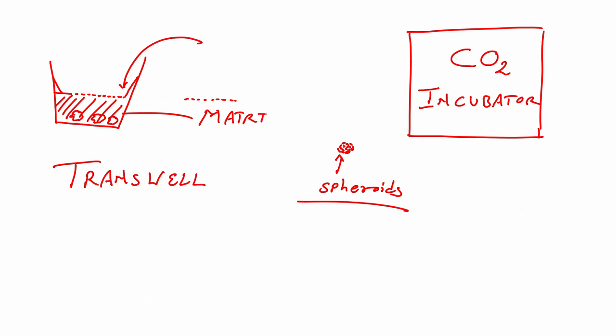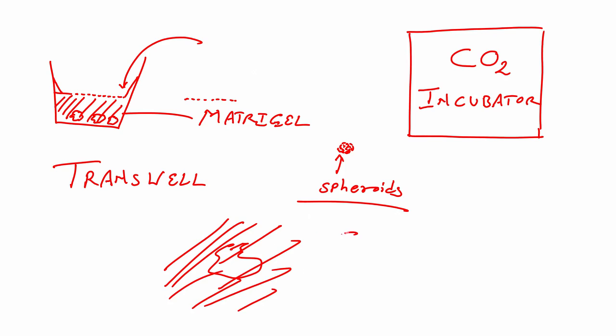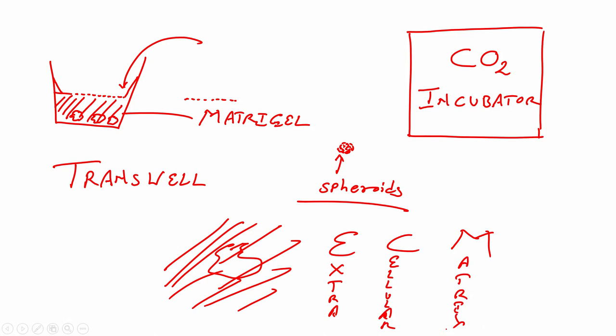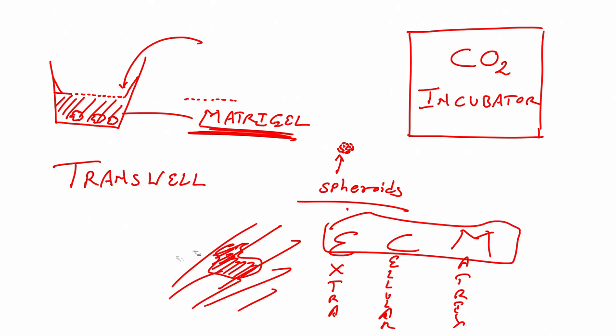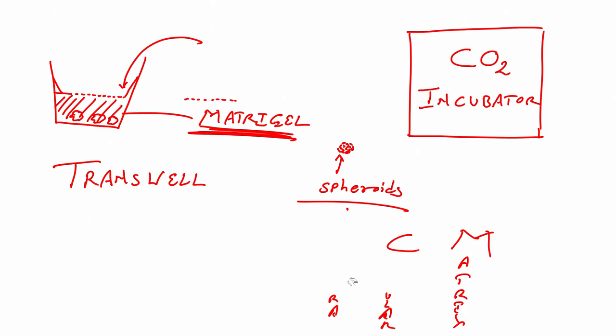Matrigel. What is matrigel? So, when you see a cancer within a body, it is always surrounded by extracellular matrix, okay. This extracellular matrix provides the nutrition and the remaining growth hormones to the cancerous tissue. So, this matrigel has similar constituents like this ECM, okay.